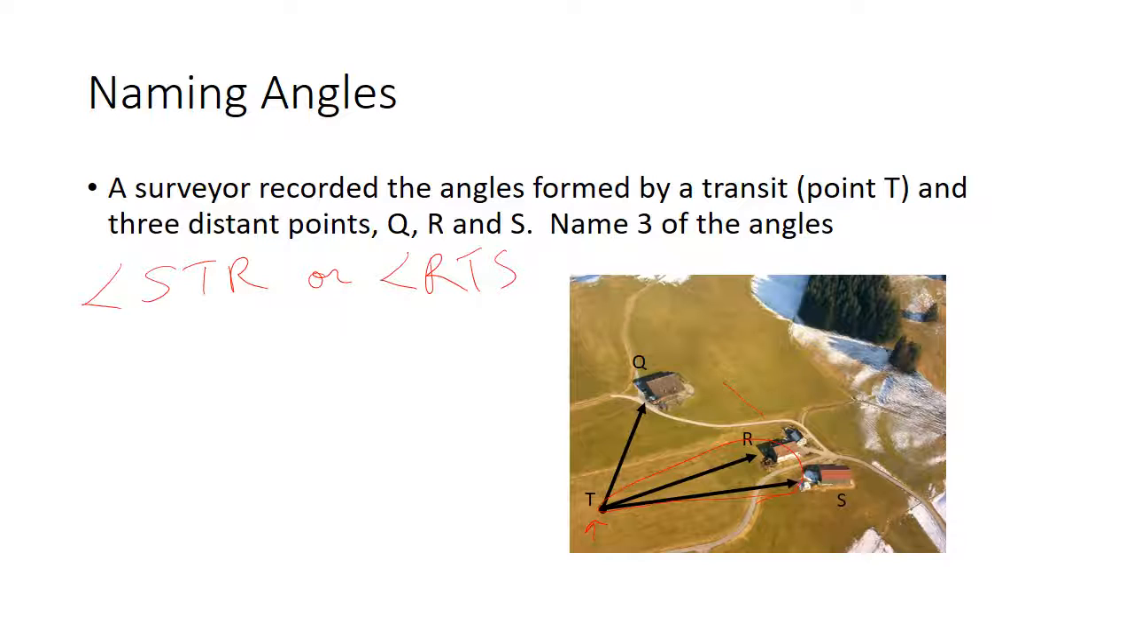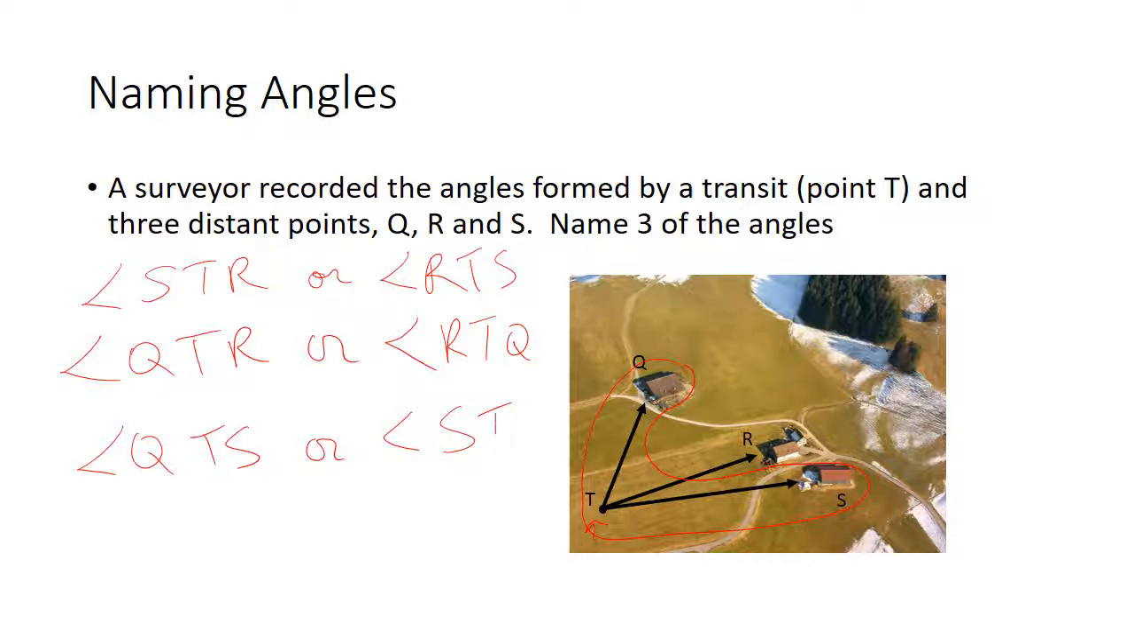The next angle that I see would be this one right here. This angle we could name QTR, or angle RTQ. Our third angle that I see is the one that goes between these buildings right here. So we could name that angle QTS or angle STQ. Once again, you cannot name them angle T because T is a common vertex between multiple angles.